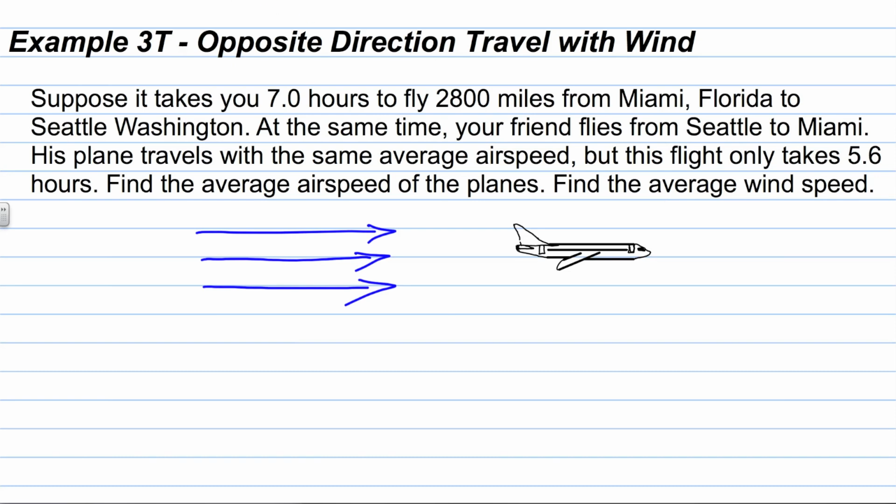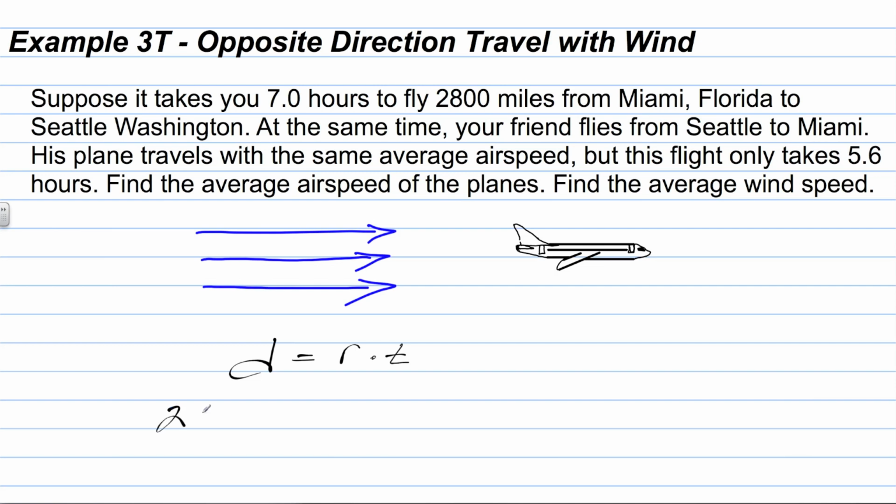Since we're talking about speed and distance traveled, you're going to want to remember the distance formula here. Distance is equal to rate times time. Now, what you've got to understand is that when we're talking about opposite direction travel with the wind, the distances traveled are the same, and we're going to have two equations here.